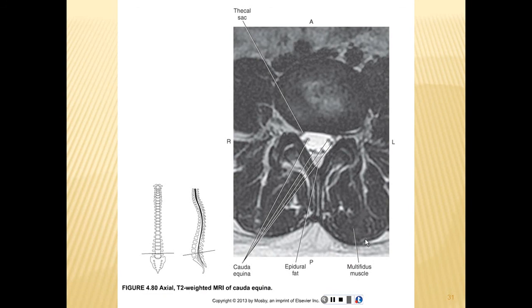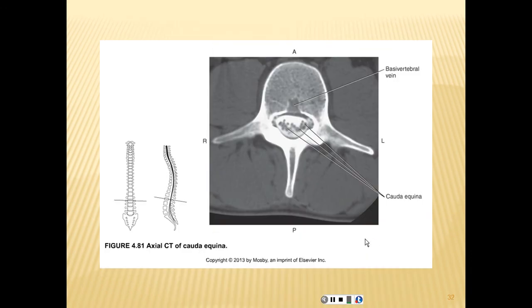Axial T2 weighted MRI of the cauda equina. So you should be able to identify the thecal sac, the cauda equina, and the epidural fat. CT image of the cauda equina, so you can appreciate the difference. But on this image, what modality? Well, we already said the modality is CT, but this is a specific test. I'll give you a second or two to try to figure out what specific test this is.